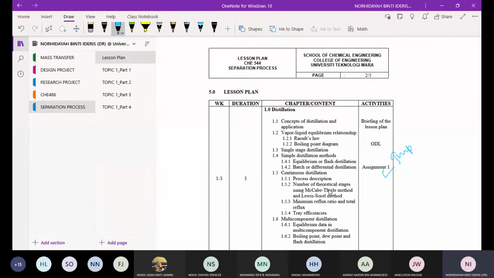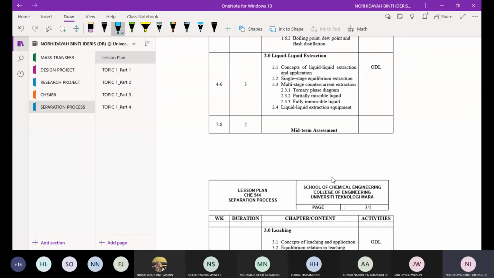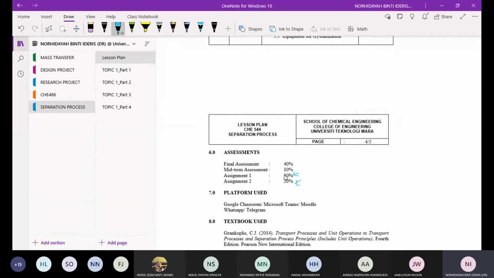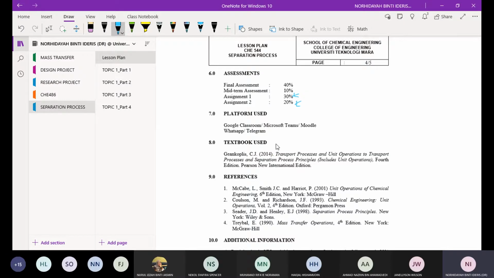Alright, so here this is all the syllabus. Okay, contents, and then this is the distribution marks percent. So we're going to use WhatsApp and Microsoft Teams. Alright, sampailah final assessment nanti pun kita akan hantar final assessment dengan assignment tu pun you akan hantar guna Microsoft Teams. Alright, so the textbook used as I mentioned previously in mass transfer, dia adalah buku yang sama dengan kamu guna waktu mass transfer hari tu, which is again Geankoplis.